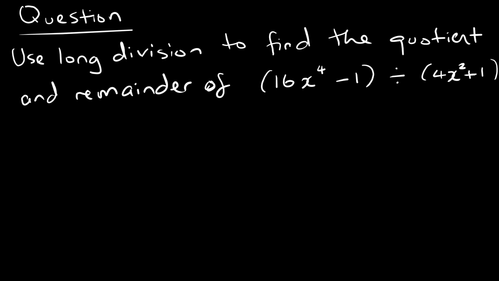This question in particular has the wording, use long division to find the quotient and remainder of 16x to the fourth minus 1 divided by 4x squared plus 1. Now, this is different in a couple of ways. The first way is that there are two approaches that we can definitely take to resolve this issue. The first one we already know is long division. But the second one, it should pick up on it.